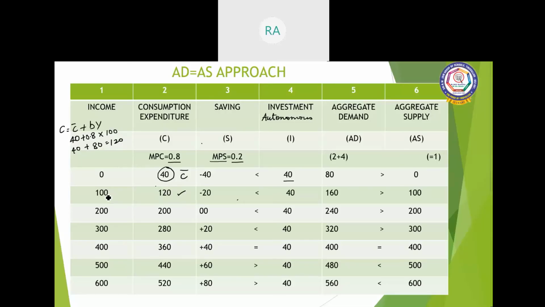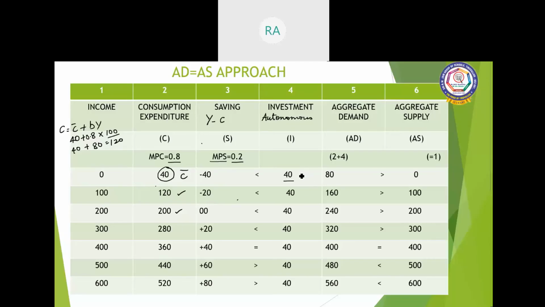Now when the income has increased from 100 to 200, the only thing is we have to change this income from 100 to 200 and you'll get the consumption expenditure. So this is how we derive consumption expenditure. Now savings, how do we get? It is income minus consumption expenditure. So saving is equal to income minus consumption expenditure. Look here, income is 100 and the consumption expenditure is 120. 100 minus 120 is minus 20. There is a negative saving.